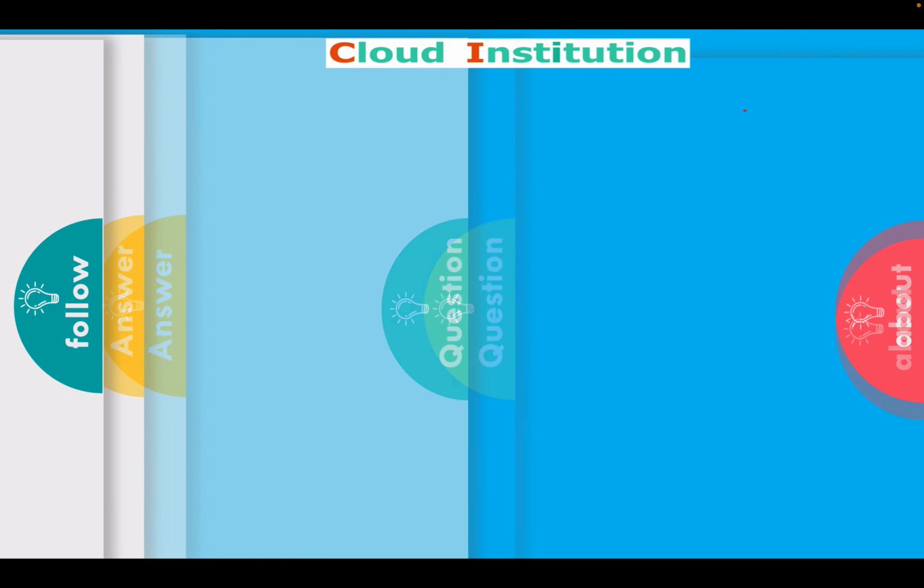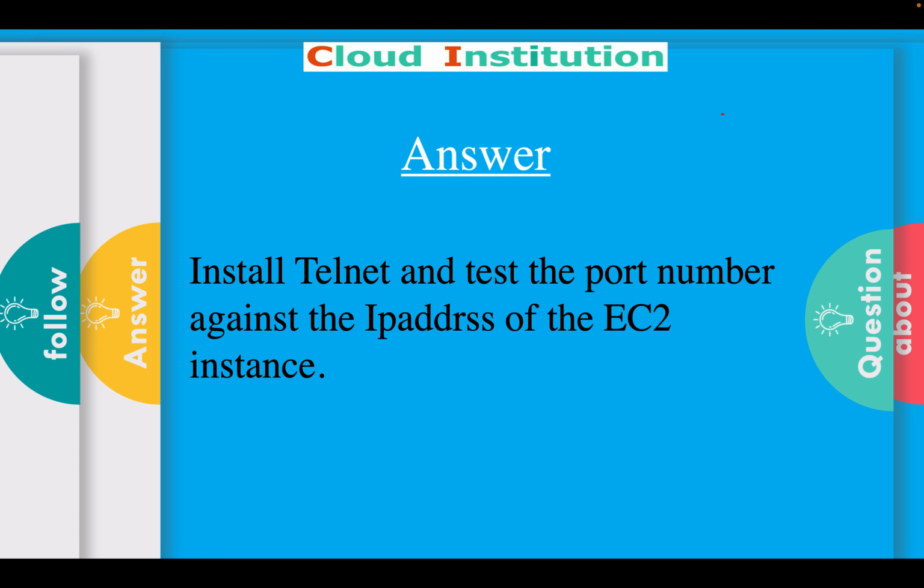The answer for this question will be: install telnet and test the port number against the IP address of the EC2 instance, to check whether it is working or not. For example, if you wanted to check whether your security group is enabled with port 22, and whether you're able to connect to the SSH port or not, you need to install telnet and test the connectivity. Then you should be able to understand whether SSH has been enabled in the security group or not.